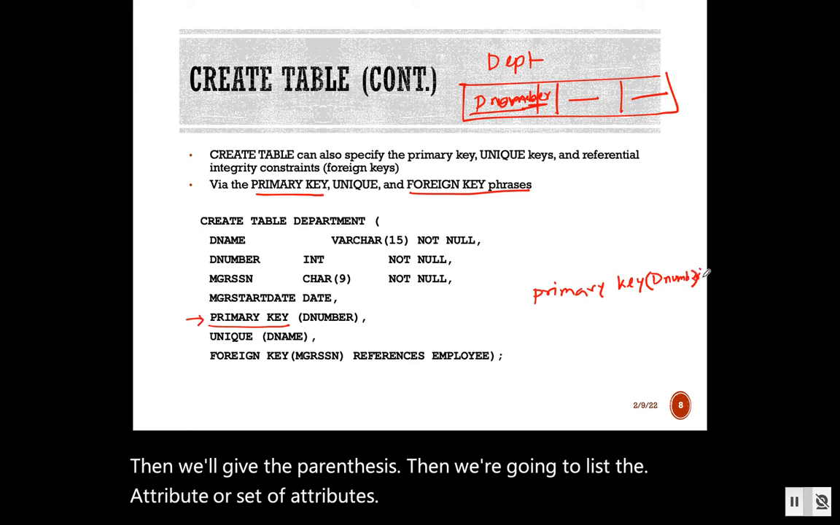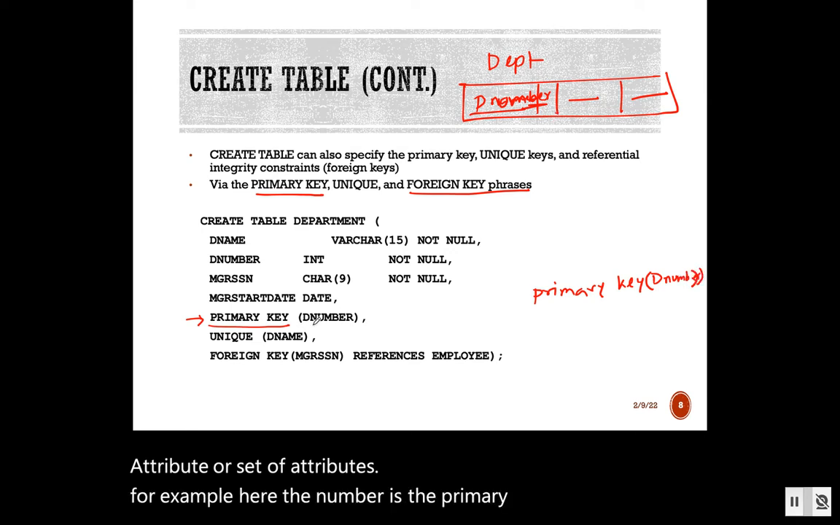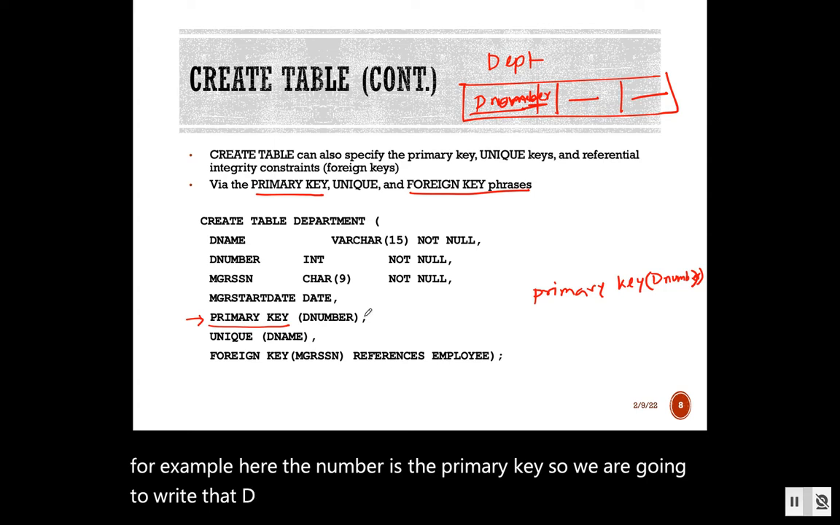For example, here D number is the primary key, so we are going to write that D number, only one attribute, inside the primary key parenthesis, okay.